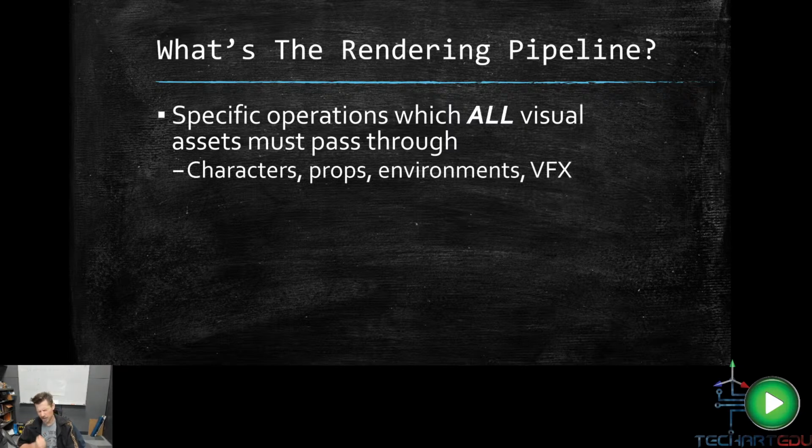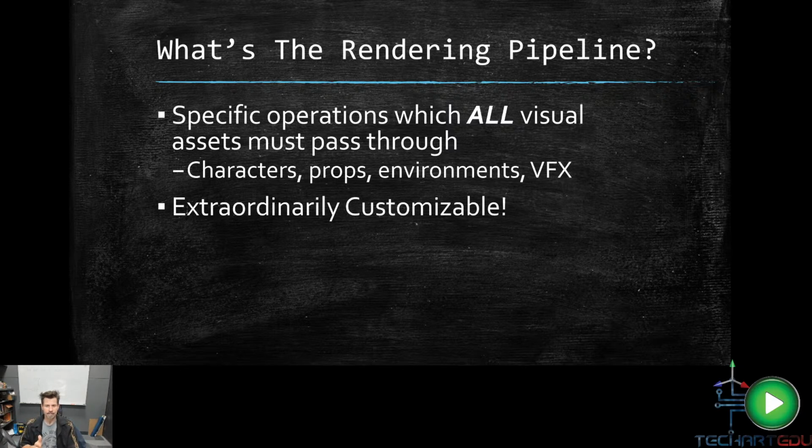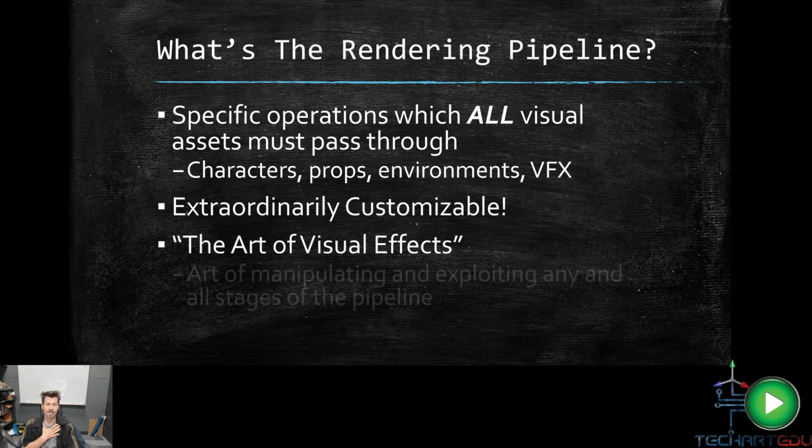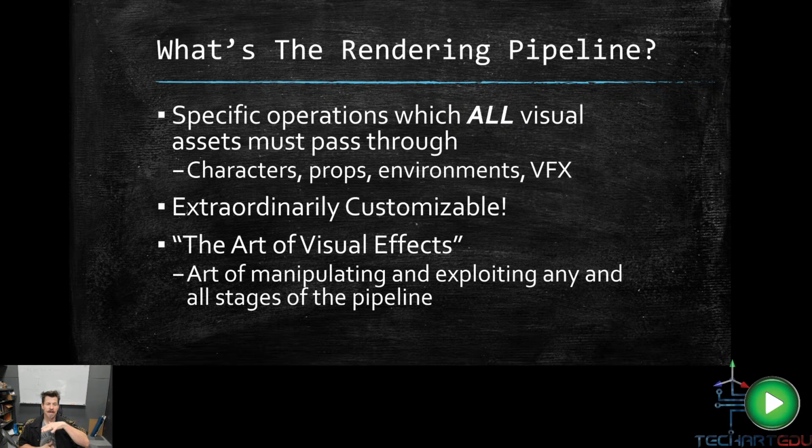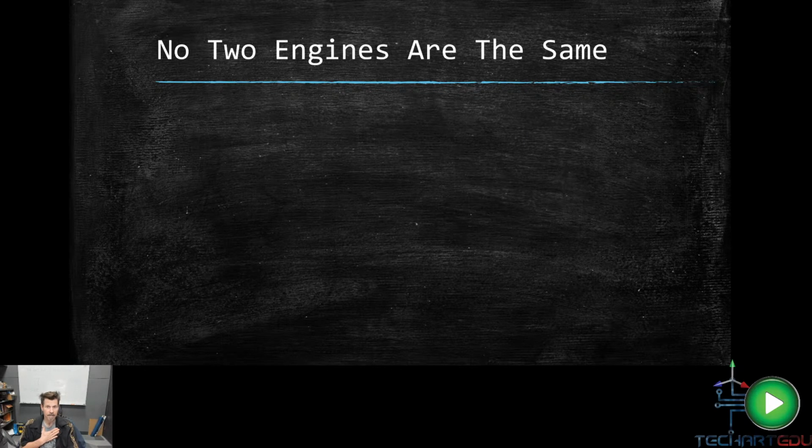That means we're dealing with characters, props, environments, visual effects, you name it. It all has to go through the rendering pipeline. Now, the cool thing about the rendering pipeline, just like automobile engines, and this is one of the reasons I love hot rodding so much, is that it's a good allegory for the rendering pipeline, because it's extraordinarily customizable. Almost every stage along the way is manipulatable. And in my opinion, the art of visual effects is the manipulation and exploitation of any and all stages of the rendering pipeline. That's kind of my idea. All right.